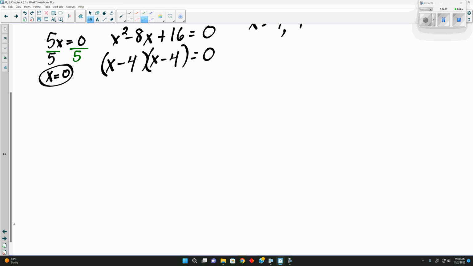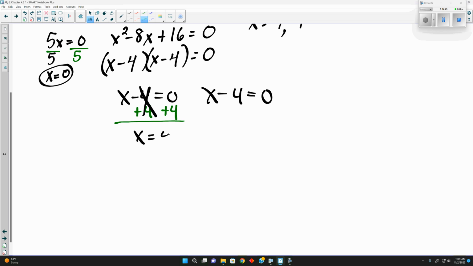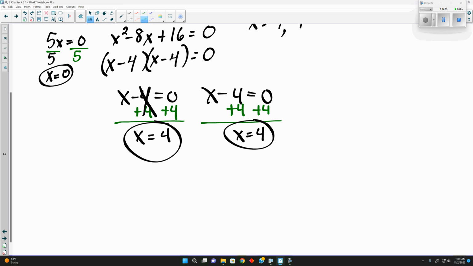And because we have two things multiplied together to equal 0, one of these must be 0. So for the first one here, we can add 4 to both sides. These will cancel, telling us x is equal to 4. We can do it with the other one. Add 4 to both sides, telling us x is equal to 4. So we do still get 3 solutions: 0, 4, and 4. Any questions on any of these here?